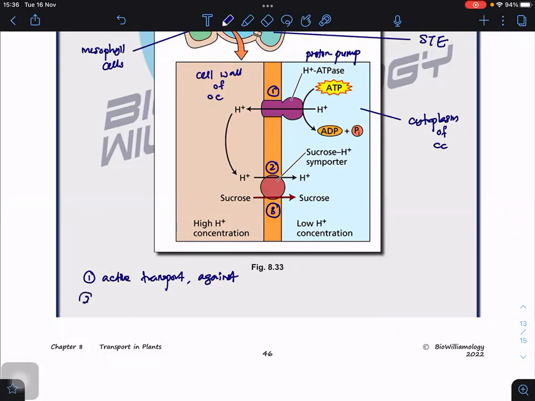Number two, because we have a high concentration of protons outside and a low concentration inside, protons want to move back, but they cannot pass through the phospholipid bilayer. They have to go through what we call the sucrose H plus co-transporter. So number two is by facilitated diffusion, down the concentration gradient. You see that? Protons move back from high to low, so down, using the transport protein, so in this case down the water potential gradient.